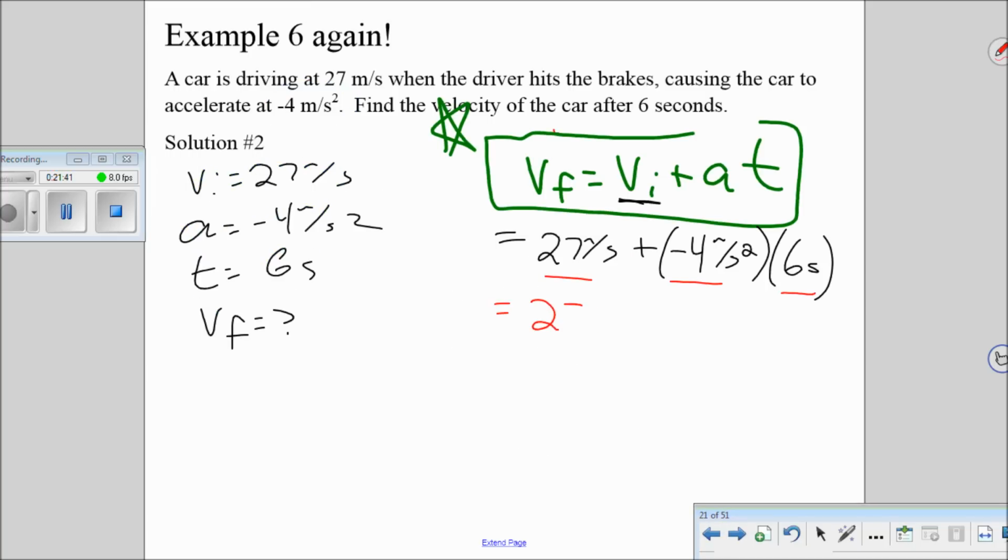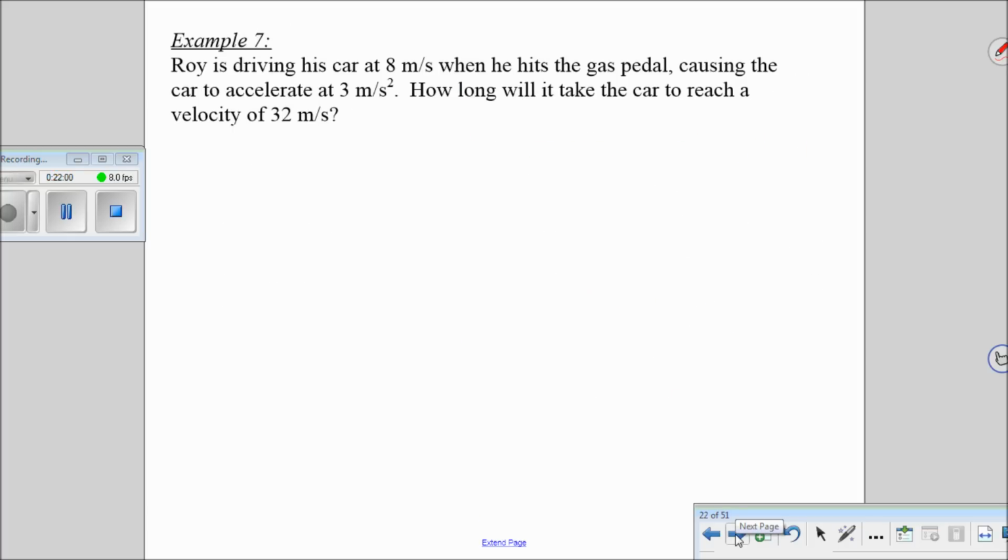You get 27 plus negative 24 gives you 3 meters a second, right? Sorry, I'm sloppy about my units here. All right, so there we go. I think I'm going to stop here because I'm already over my 20-minute cap. Why don't you guys do this example on your own, and we'll start with it tomorrow. All right? Cool.